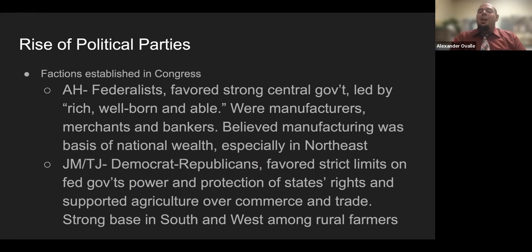James Madison and Thomas Jefferson, leaders of the Democrat Republican Party, favored strict limits on the federal government's power and protection of the states' rights, and supported agriculture over commerce and trade. There was a strong base of support among Democrat Republicans in the South and the West, especially among rural farmers.